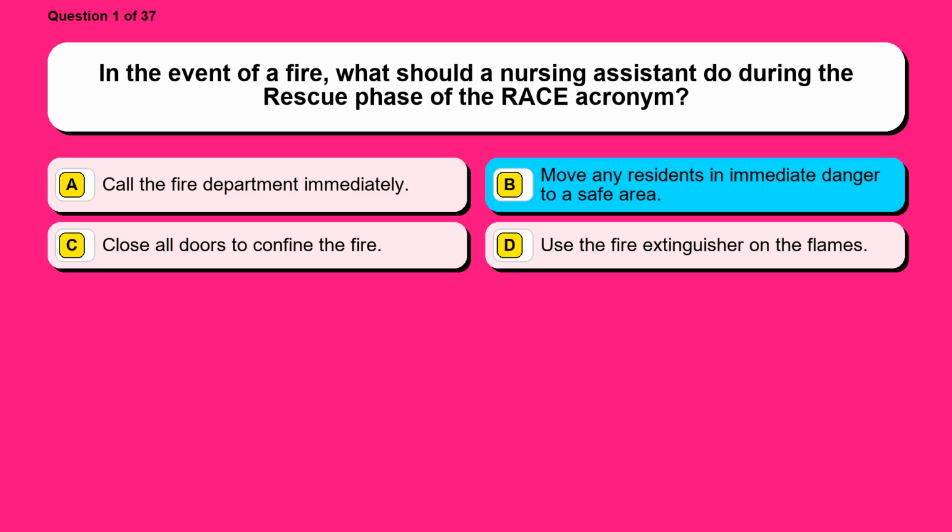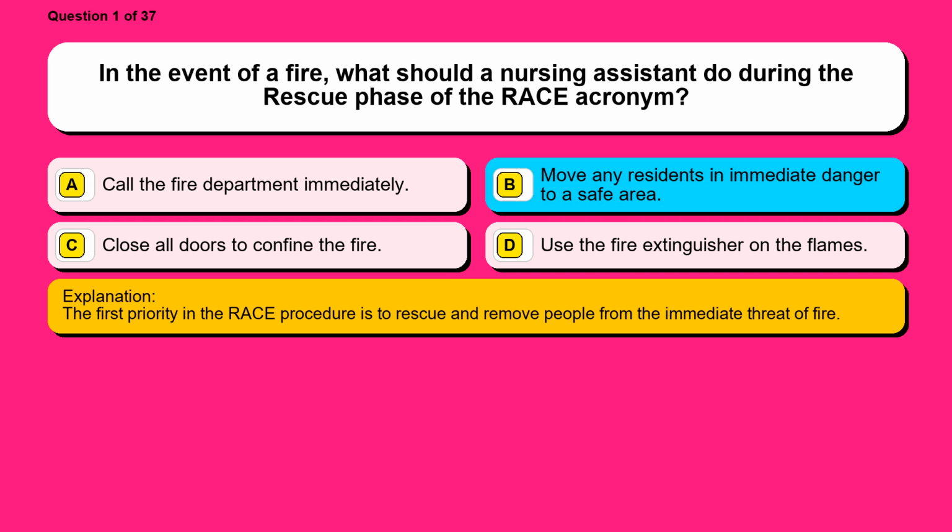The correct answer is option B. Move any residents in immediate danger to a safe area. The first priority in the RACE procedure is to rescue and remove people from the immediate threat of fire.